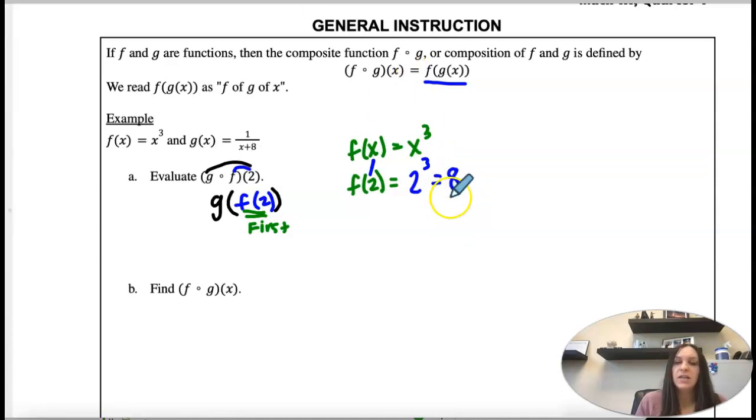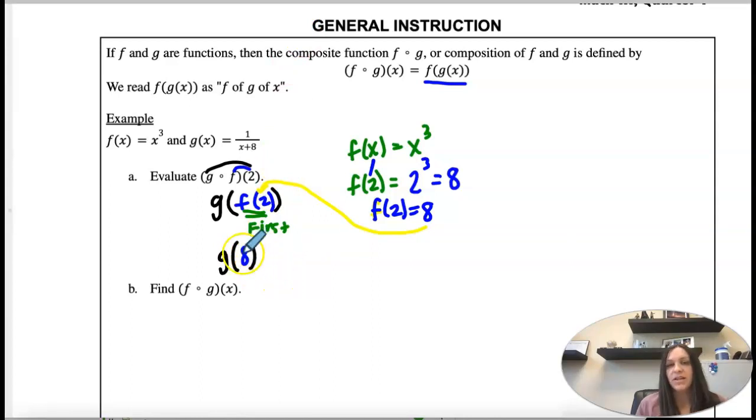So now we're going to take f of 2, let me write something that I can see a little better, which equals 8, and we're going to go put that value back in here for f of 2. So I still have g, but f of 2 equals 8. So that's going to go here. So now I'm finding g of 8.